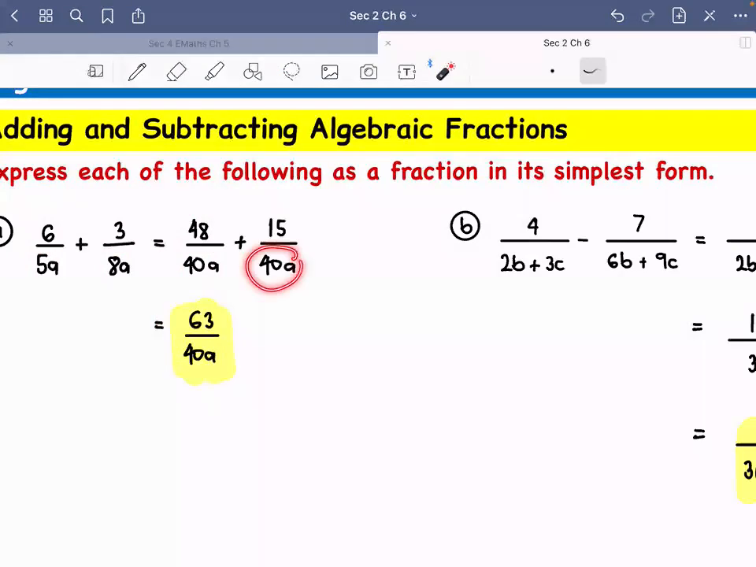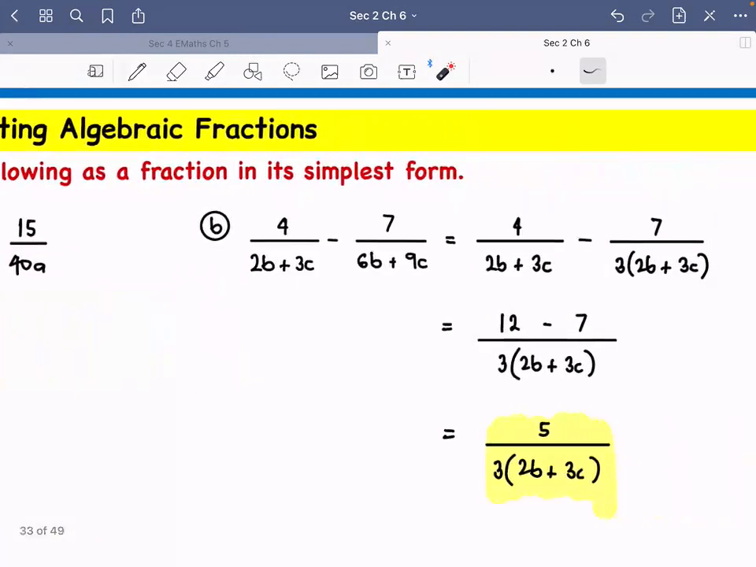And then same with this. 40 divided by 8 is 5. 5 times 3, that's 15 right there. And then simplifying this, since this is a similar fraction, you just copy the denominator and add your numerators. So your answer is 63 over 40a.